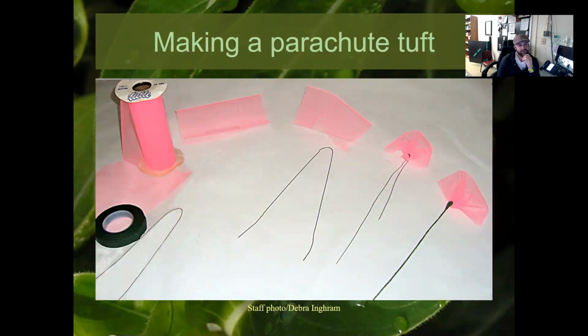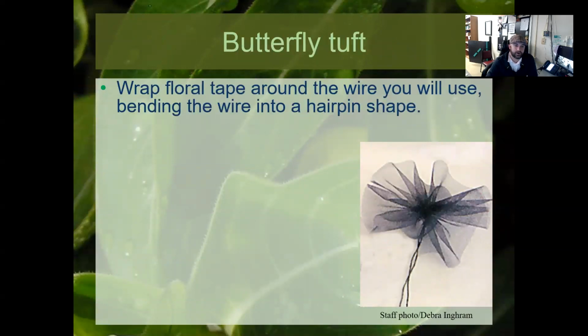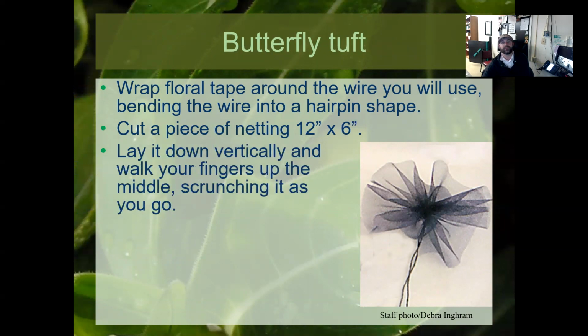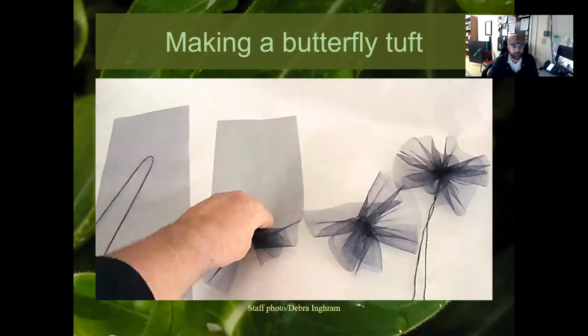So here's the steps again. You're going to have your 6-inch piece, your wire, bringing those together, scrunch it up to make it look like a parachute, and then finish your wiring up. So butterfly tuft, wrap floral wire around the wire you will use, bending the wire into hairpin style. Cut a piece of netting 12-inch by 6-inch, which is bigger than your normal 6-inch square. Lay it down vertically and walk your fingers up the middle, scrunching it as you go. Slide the wrapped hairpin shaped wire over the scrunched middle and twist. The netting will fluff out into a circle.